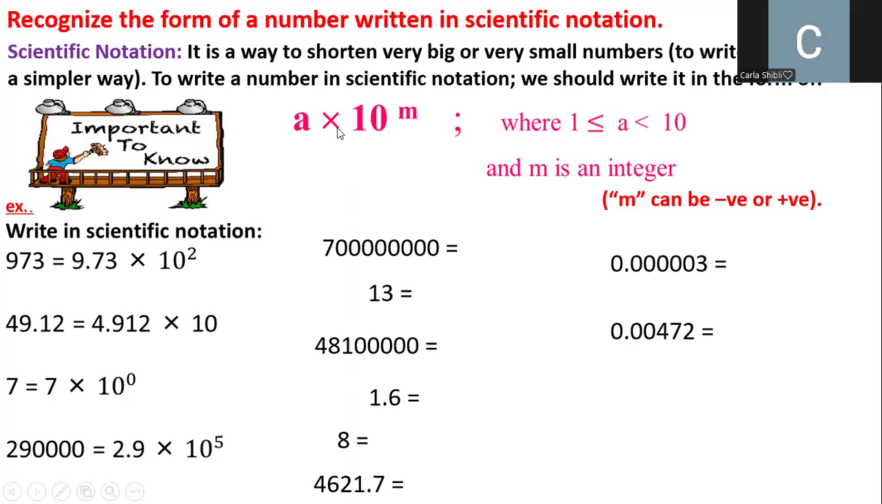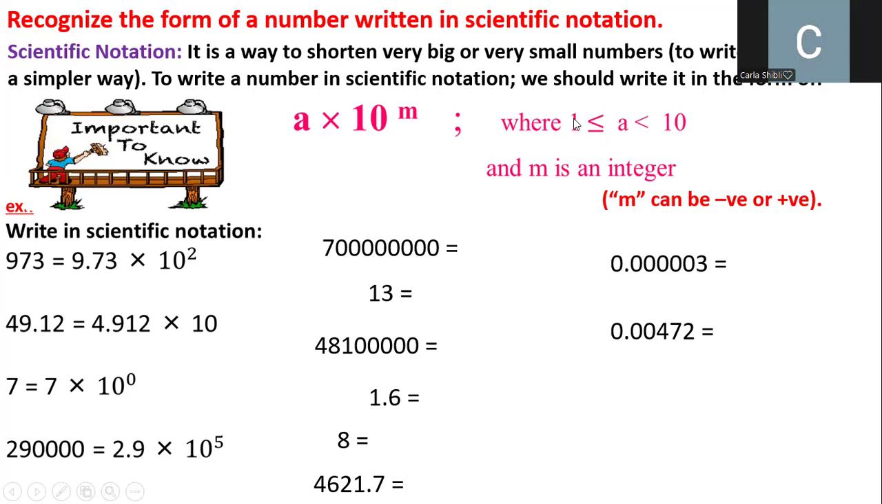So a number multiplied by a power of 10, which has an exponent m. I say the number a should always be a number between 1 and 10. So a should always be between 1 and 10: 1 is less than or equal to a, and a is less than 10. What does less than or equal mean?